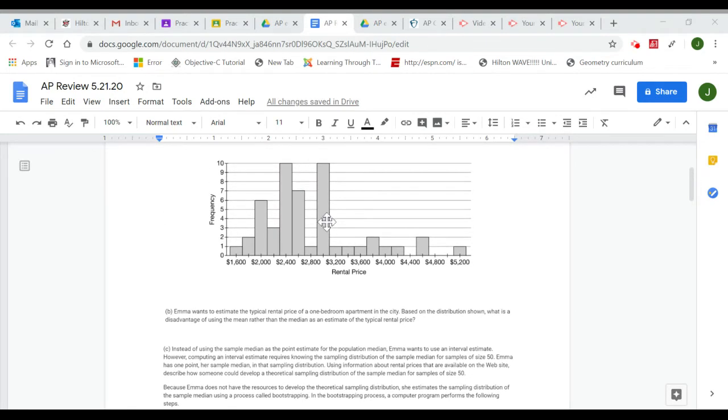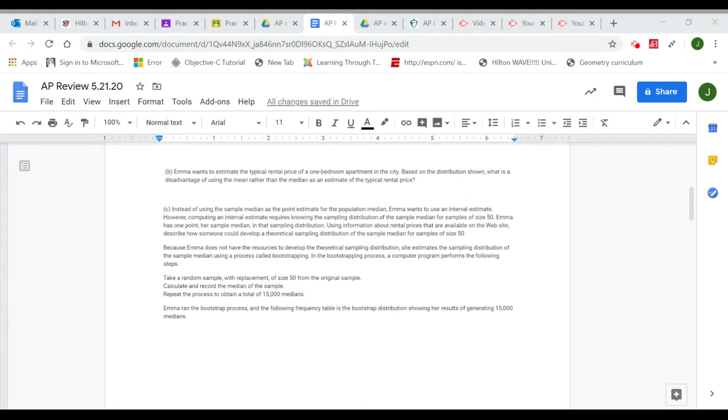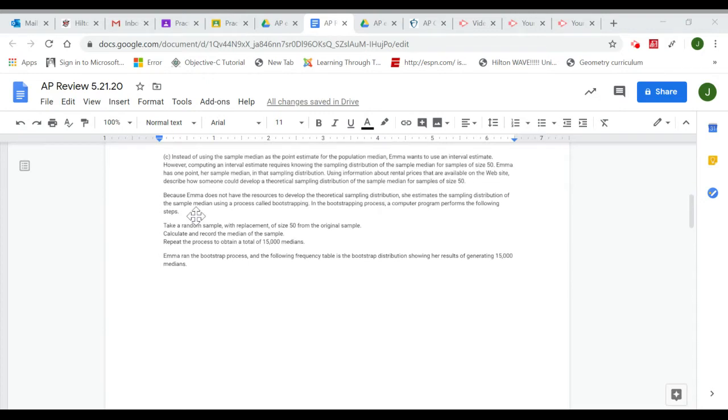If you said bimodal and skewed right, I'd have to give it to you. If you just said skewed right, one mode, that would work as well, one hill. All right, let's get back to C.